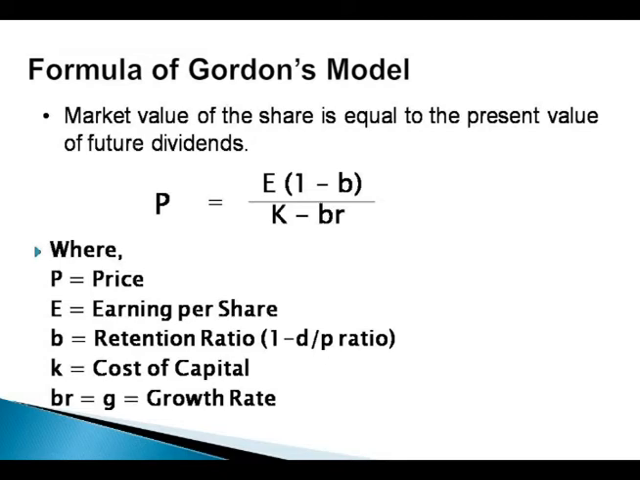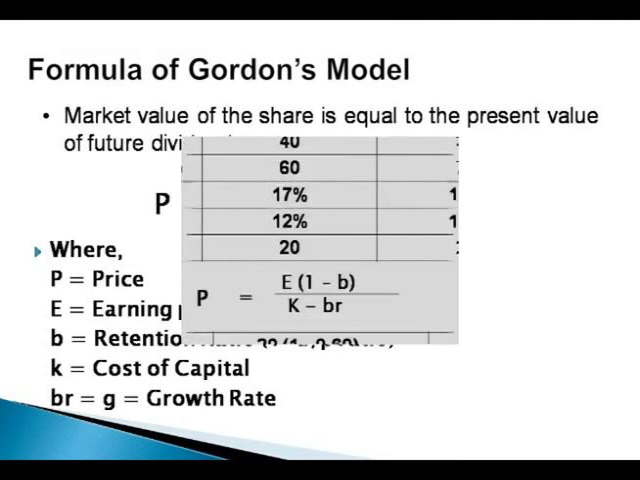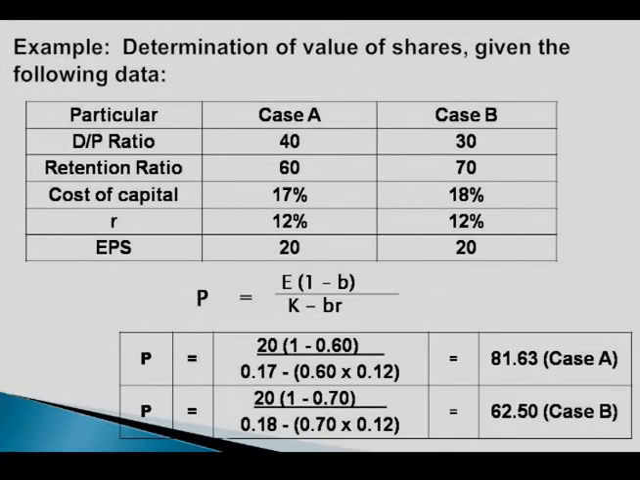Now have a look at this numerical. Determine the value of share with the help of the following information. There are two cases, case A and case B, where the DP ratio is 40 and 30, and retention ratio 60 and 70. How did we calculate this retention ratio? 1 minus 40% is 60, so 60 would be the retention ratio. Cost of capital is given as 17% and 18%. Internal rate of return is 12% in both, and EPS is again the same, 20 and 20.